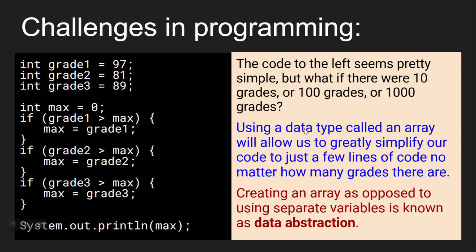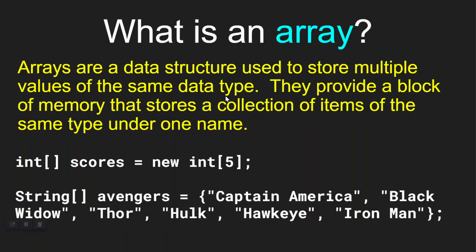So using a data type called an array will allow us to greatly simplify our code to just a few single lines, no matter how many grades there are. And creating an array as opposed to using separate variables is known as data abstraction. It's basically taking a bunch of data and abstracting it, simplifying it, and presenting it in a simplified form. So that's really what arrays are all about, and where we're going to be going next with the class.